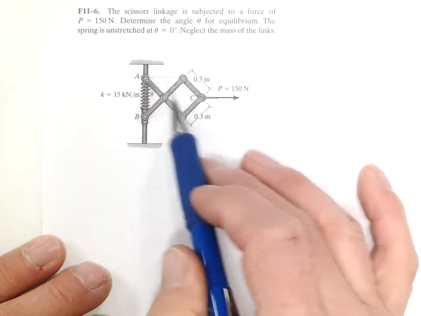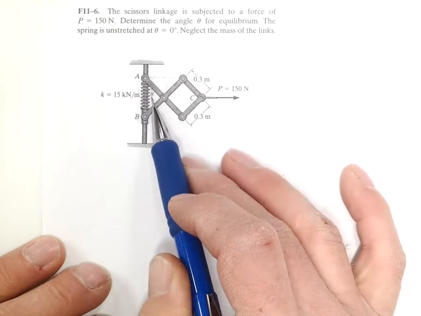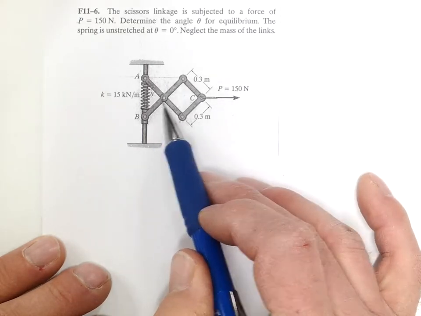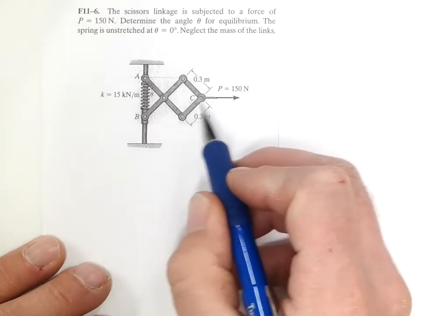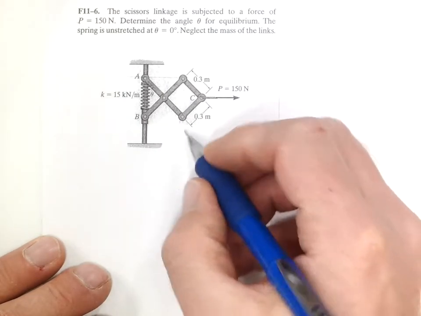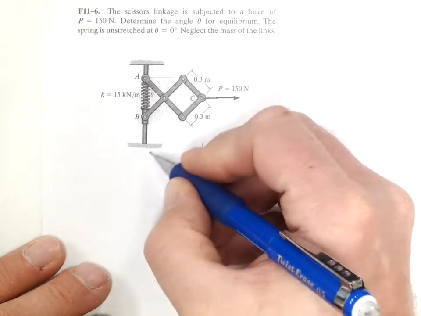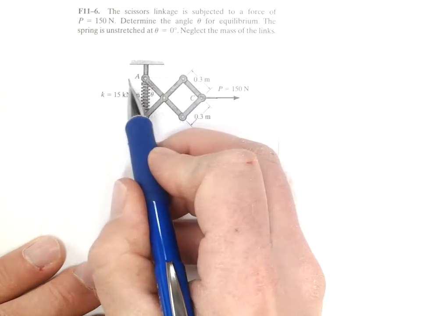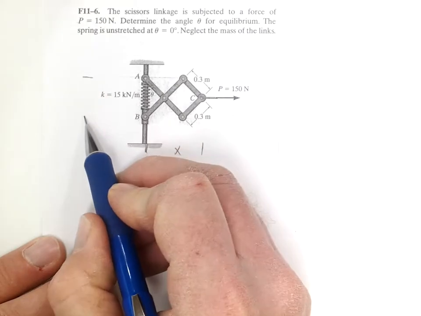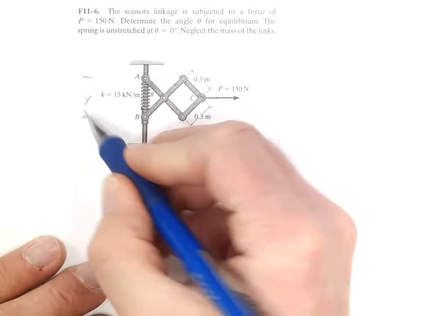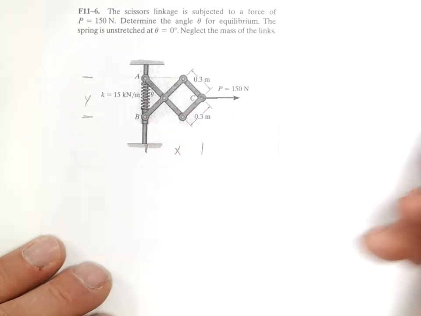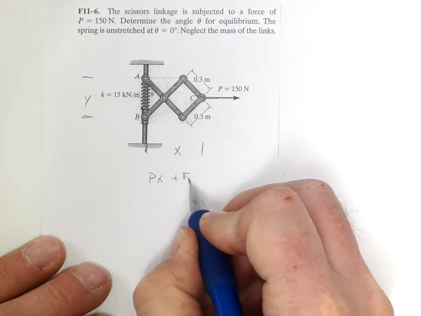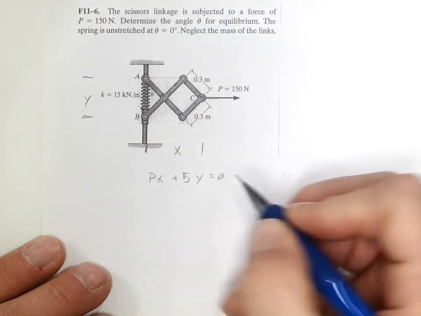So if theta is 0, this is all collapsed into the pull. And as we pull it out, we're going to have P stretching in this direction. We could call that X. And then we're going to have the force of the spring stretching there. We call that Y. So we could say that P times X plus the force of the spring times Y is going to be 0.